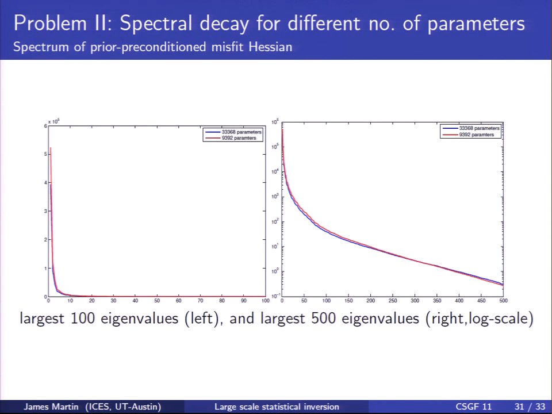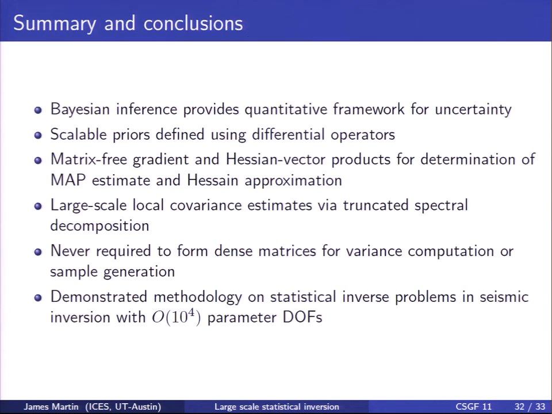Finally, just to indicate, for the last problem I presented on the 10,000 and 30,000 degree of freedom meshes, we get essentially the exact same spectrum. And so this gives some notion of mesh independence for our problem, that even as you continue to refine, you won't need more Lanczos vectors for a much bigger problem.